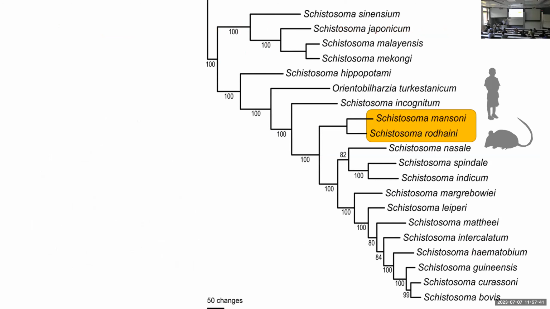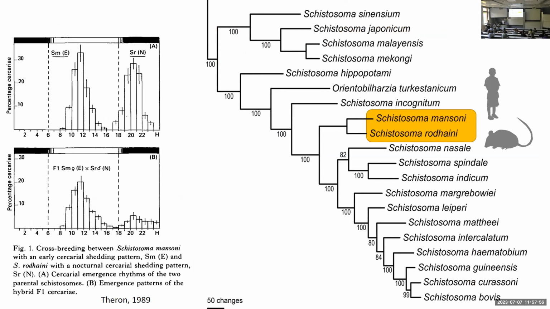And what's really interesting is that some of the schistosomes are very closely related, and you can make hybrids of them. So for instance, mansoni and Rodhaini are quite closely related, as they belong to the same phylogenetic group. And people are making hybrids of them. And so here on the top graph, you see the shedding pattern of mansoni on the left, and Rodhaini.